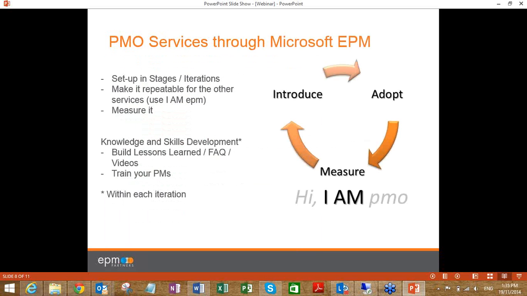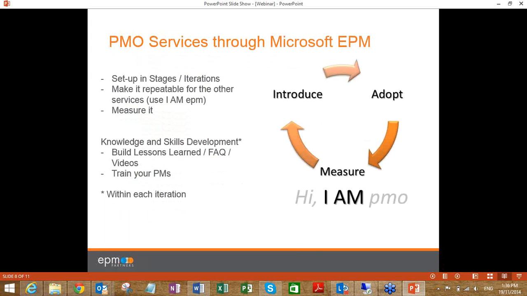Now, this is where we start talking about, okay, so we know the services. Whether you want to use a PMI standard to identify your services or a P3O doesn't really matter. It's just a terminology difference. But whatever services you would like to offer through your newly established PMO, or in fact a PMO that you already have, and you would like those services to be introduced to the business via a PPM or Microsoft EPM tool, then this is what we see as the best way of doing it. And we call it the IAM process.